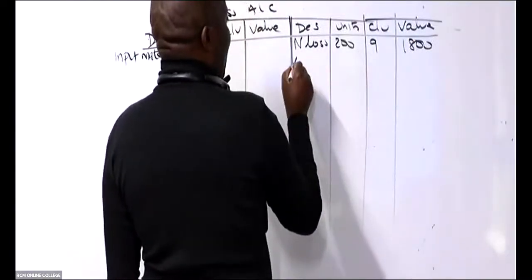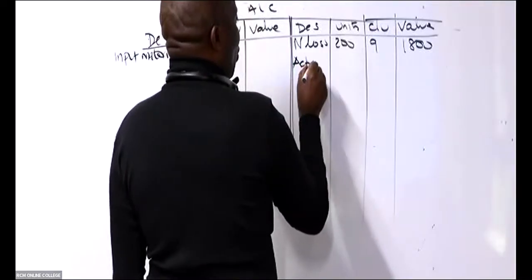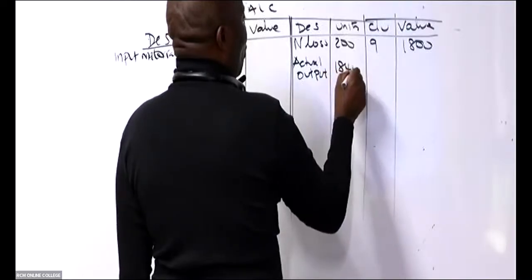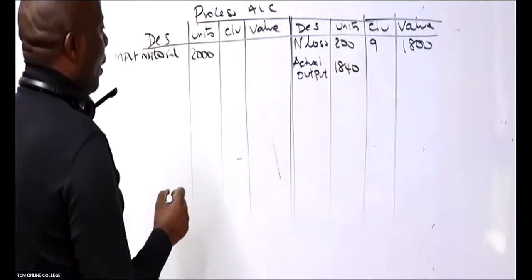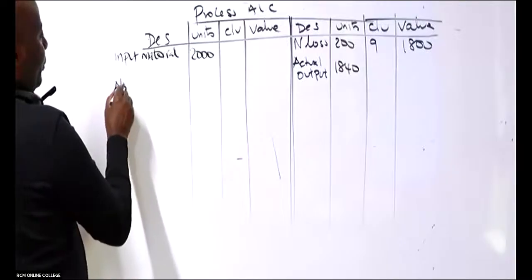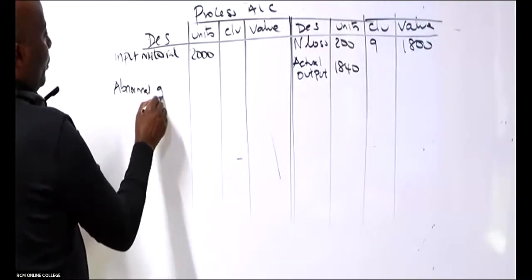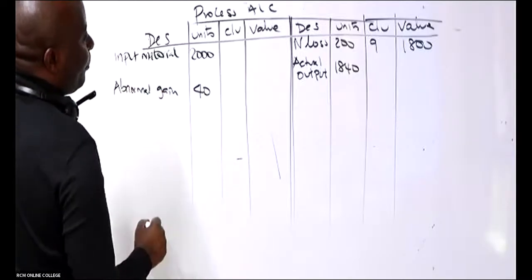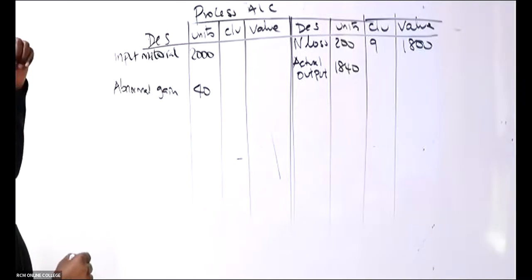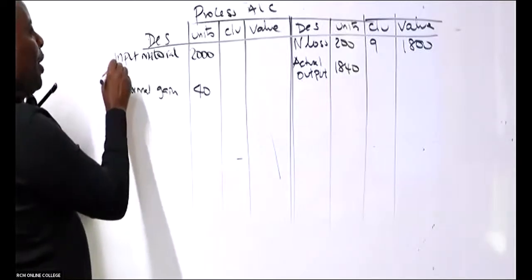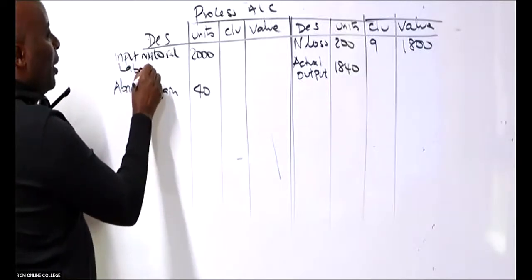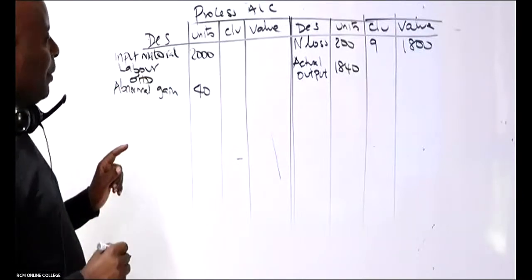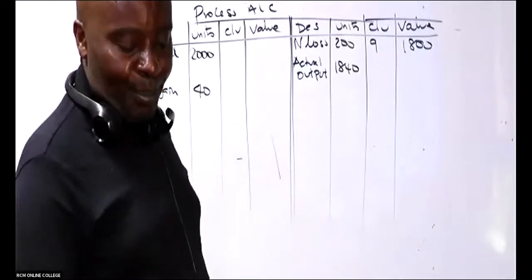We have in this case here actual output 1840. We have abnormal gain of 40. So apart from materials, we have labor and overheads. So labor, ladies and gentlemen, we look at the question.